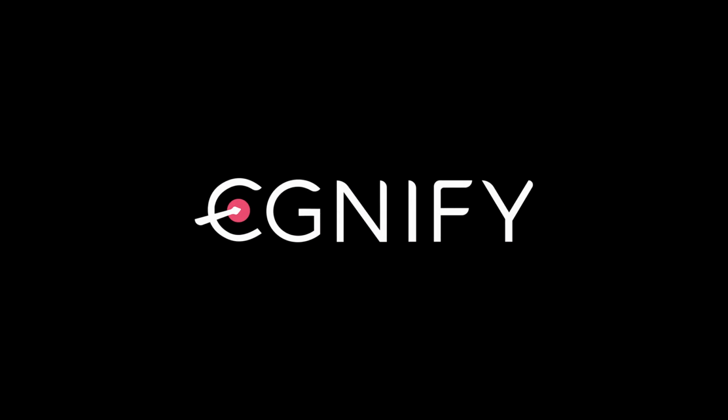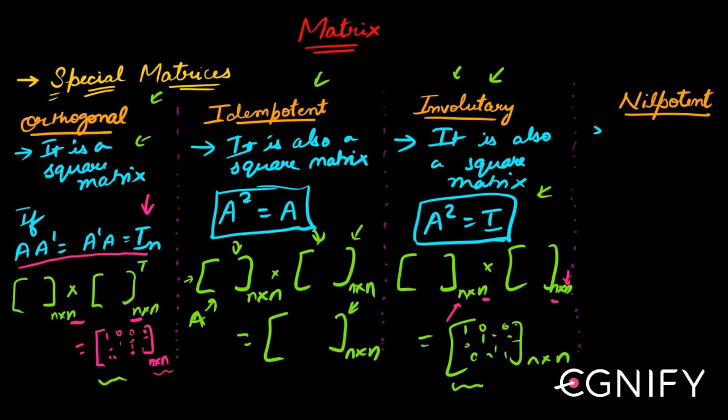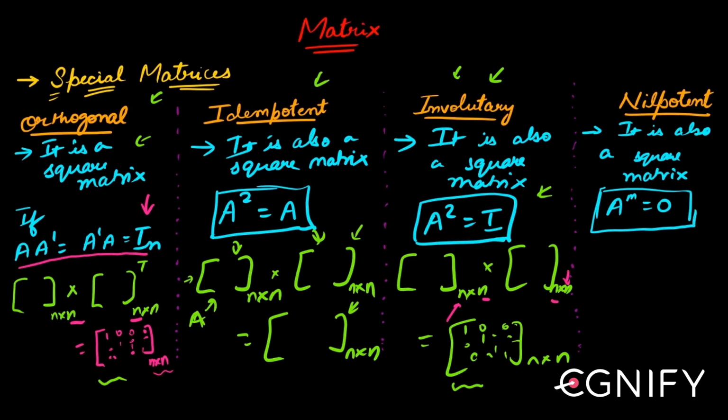Coming to nilpotent matrix. So the definition goes something like this. First of all, it is also a square matrix. And the working rule for this is A power m is equal to 0. What I mean by 0 is basically a null matrix.